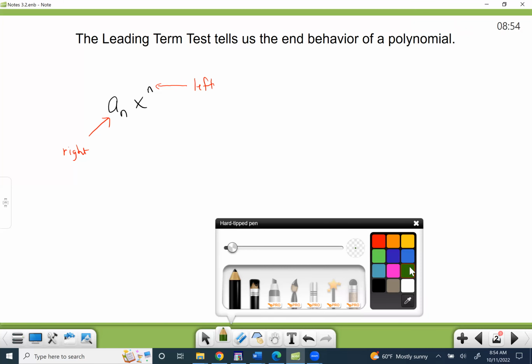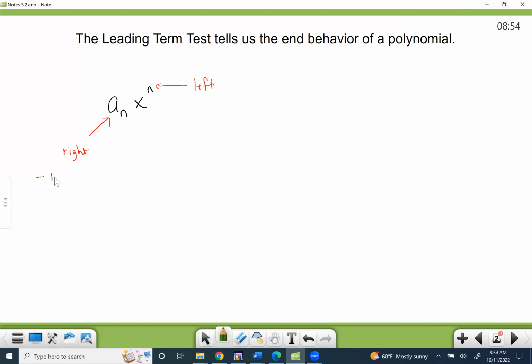So, if negative, then what that means is it'll go down to the right. Down to the right. Okay. If positive, if that leading coefficient is positive, the number out front, then it's going to go up to the right.